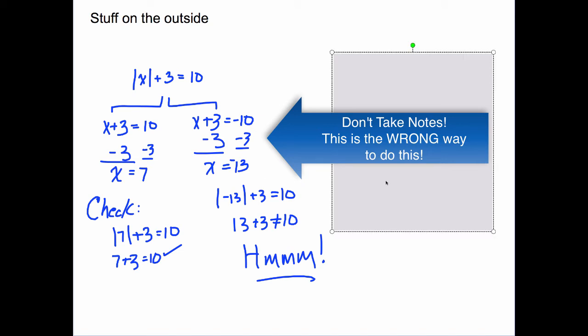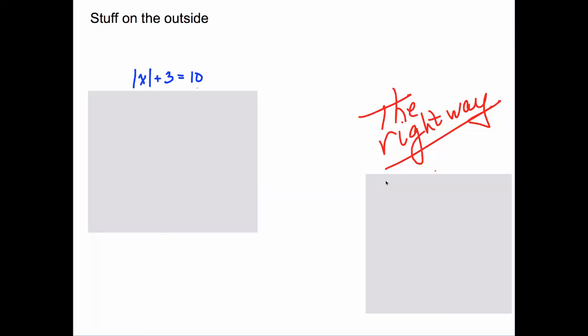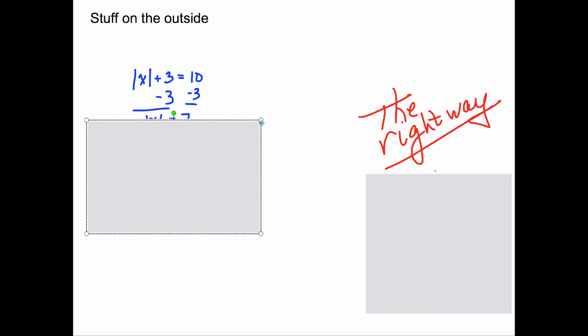And that is because we did this the wrong way. Next, we're going to learn how to do these the right way. So you can put this into your journal. When we have a problem where there is something inside the absolute value and something outside, our first solving step is going to be to isolate the absolute value. In this case, that means we subtract 3 from each side and get this new absolute value equation, the absolute value of x equals 7.